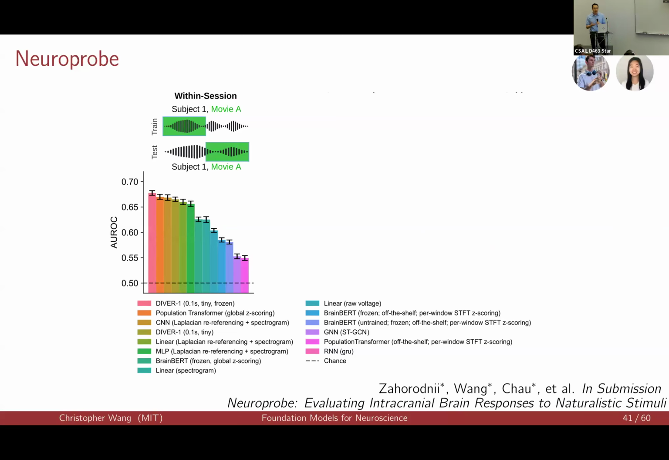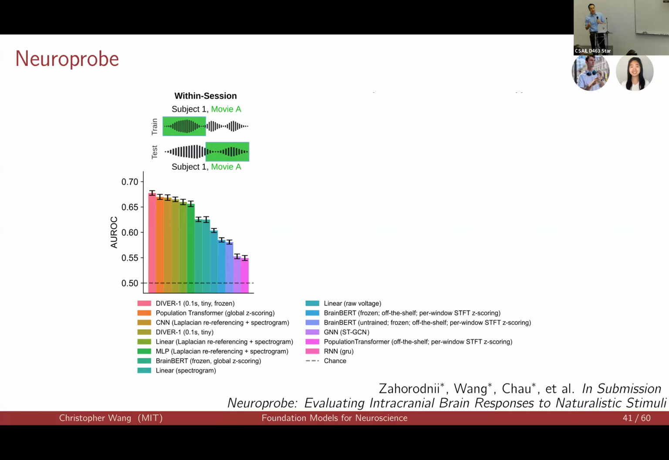NeuroProbe is joint work with Andrei Zaharodny, who is now at Merge Labs, and Jilin Chao from Caltech. And I really have to give credit to Andrei for growing this project. He started it out of the evaluation he was doing for his own foundation models. What we do is take the evaluation we were doing for BrainBird and PopT, and we standardize it. And we also add a couple of new challenging settings.